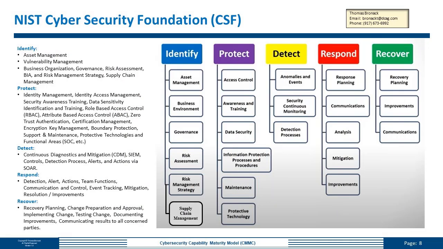NIST Cybersecurity Foundation. One of the disciplines that will be included in obtaining a CMMC certification is the Cybersecurity Framework, which includes the 5 categories of identify, consisting of asset management for both hardware and software, vulnerability management for releases and patches, and the areas of business organization, governance, risk assessment, business impact analysis, risk management strategy, and supply chain management. Protect, including identity management, awareness and training, data security, information protection processes and procedures, maintenance, and protective technology.